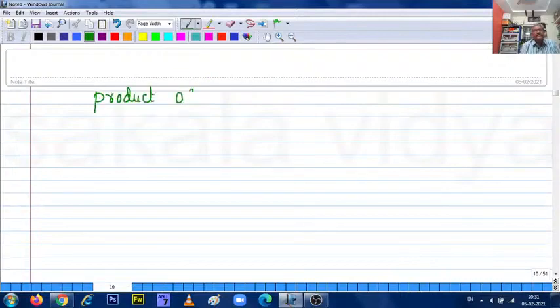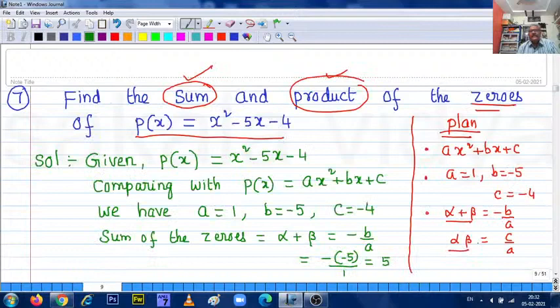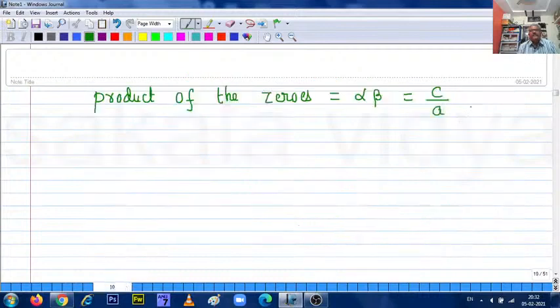Next, product of the zeros. Product of the zeros is equal to alpha beta, that is, by the formula, c by a. See, go back: c by a. c means how much actually here? Minus 4. a is 1. So we can write minus 4 by 1. So that equals minus 4. That is the completed answer.